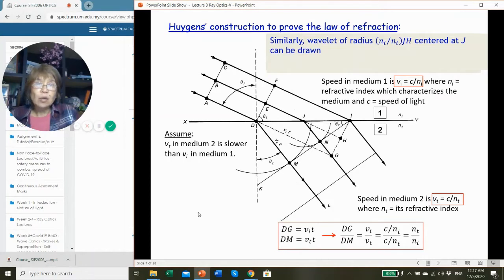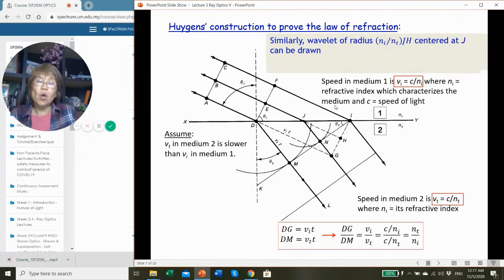Now, likewise, let's look at the middle ray here. We can draw a wavelet from point J with a distance equivalent to Vt multiplied by whatever time is remaining after traveling from here to here. Then we draw an arc.